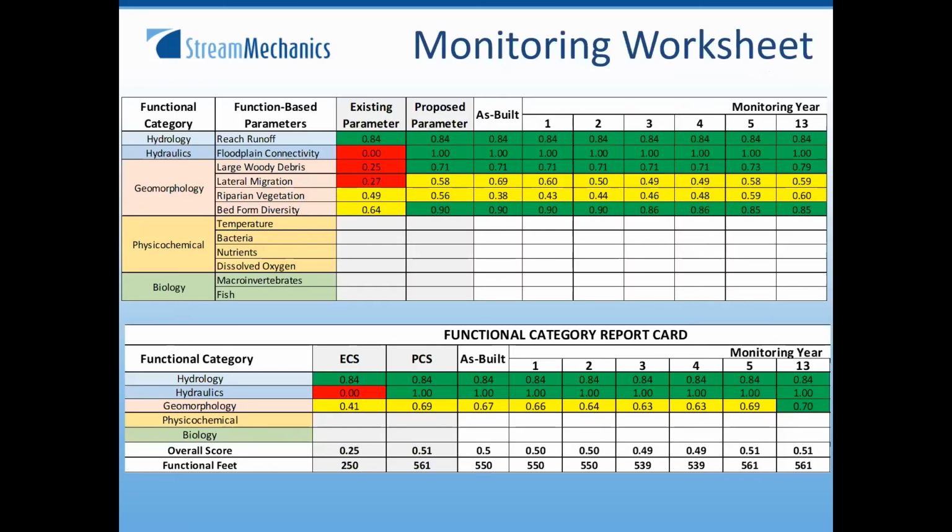And then there also is a monitoring component. So you could use this to get your existing or before, your proposed, that's what your design is, what the as-built was, and then however many years of monitoring that you have. And at the very end, it'll track those condition scores and functional foot scores. So you can see that in this example, the prediction was that they could get a condition score of 0.51 and a functional feet score of 561. And by year 5, they achieved that, but it took time. And so you're able to monitor trends with the tool to see how long it takes to get to that target.